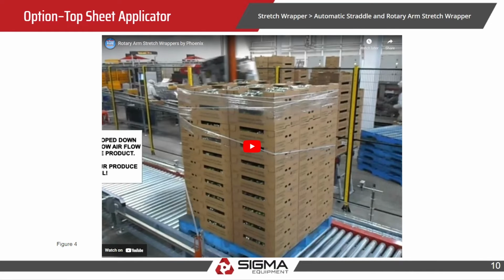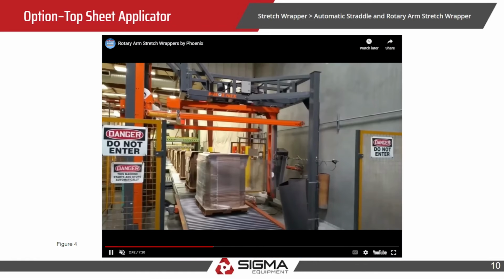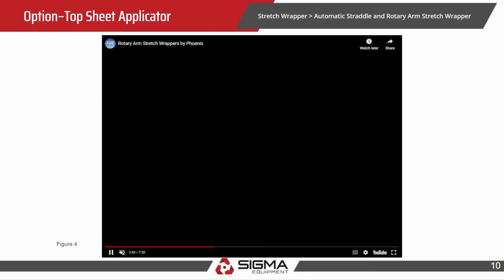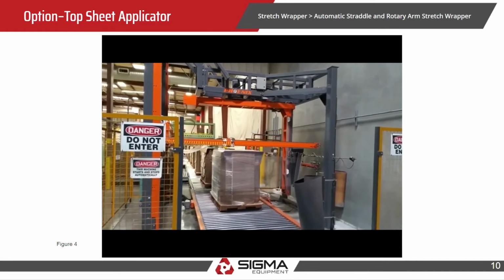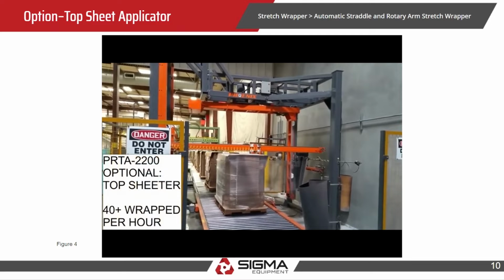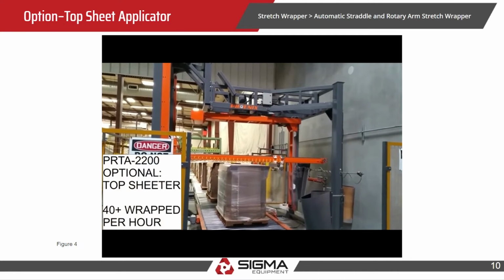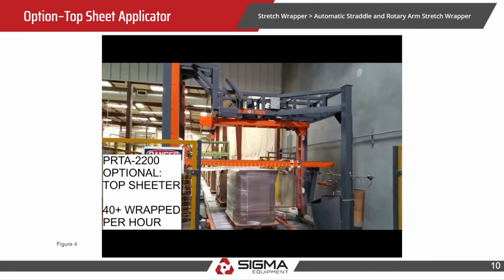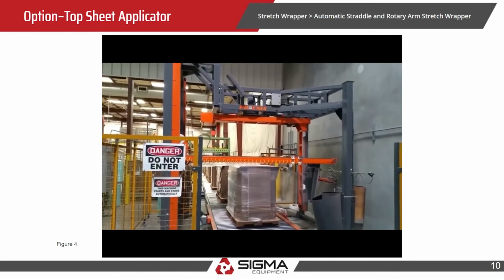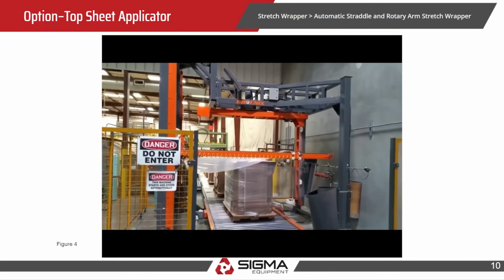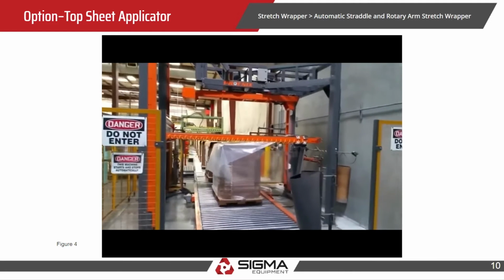Our first video here is going to be an example of our top sheet applicator. As you can see, you're going to have an additional set of arms, an additional film roll, which is going to lay a plastic over our package. After the piece has already been wrapped once, this will be cut and then laid over it so that I can then go around one more time and wrap that top sheet to the load.